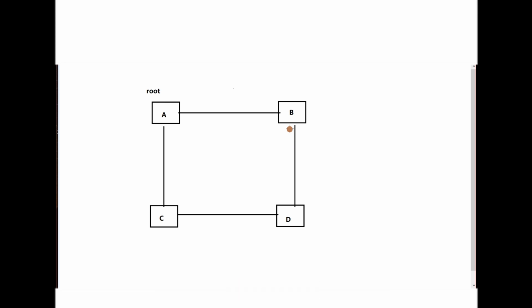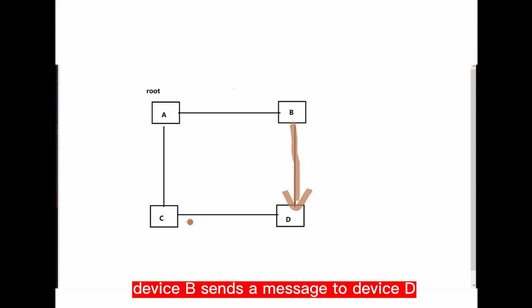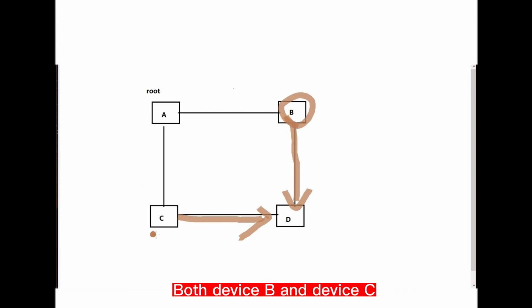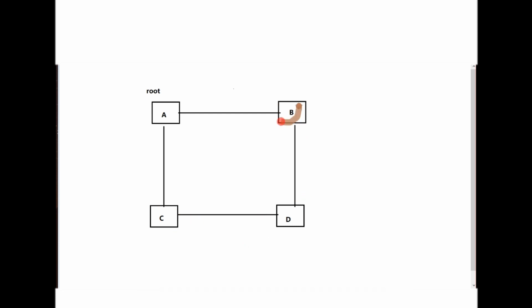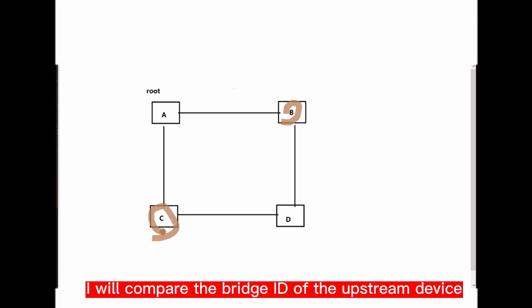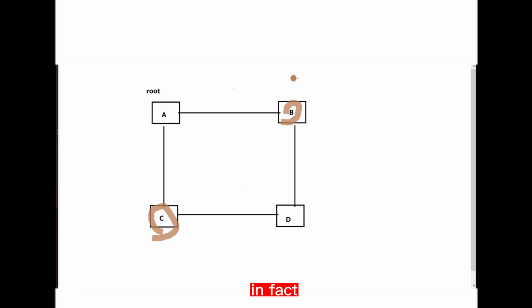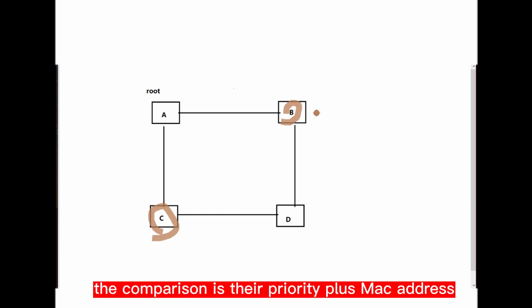For example, device B sends a message to device D. Device C sends a message to device D. Both device B and device C are called uplink devices of device D. If the RPC can't be compared now, I will compare the bridge ID of the upstream device. In fact, the comparison is their priority plus MAC address.